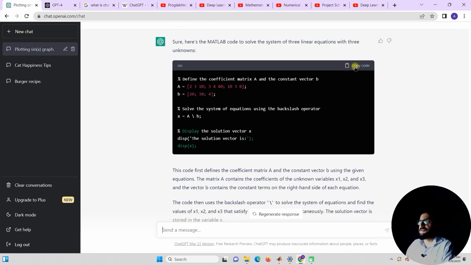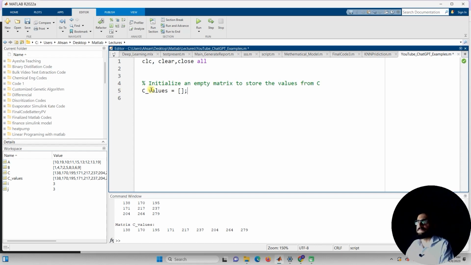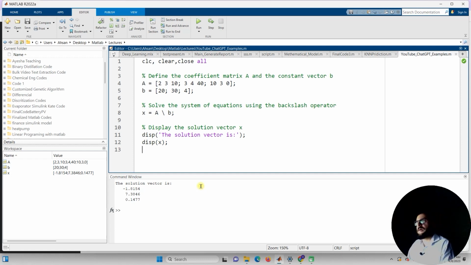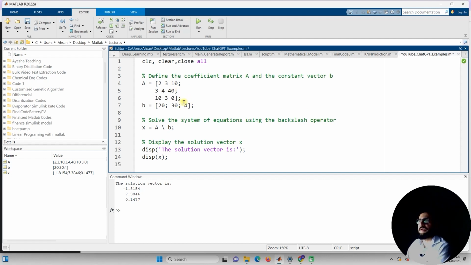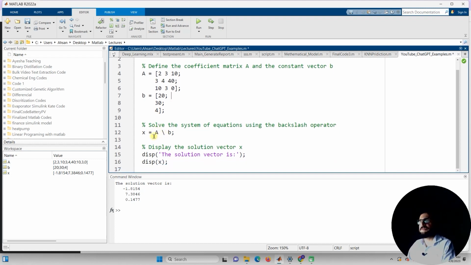Let me just copy that code and paste it in the MATLAB environment. MATLAB has been able to solve this system of equations where we have 3 variables. Let me do it this way so you can understand. These are the coefficients for equation 1, equation 2 and equation 3. These are the equality constants for the 3 equations: 20, 30 and 40. And then we use x is equal to A divided by b, based on the principle that Ax is equal to b.